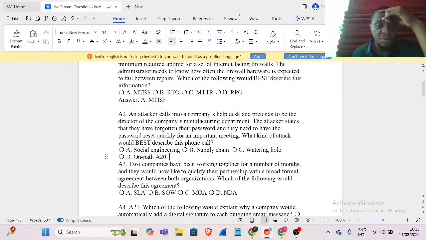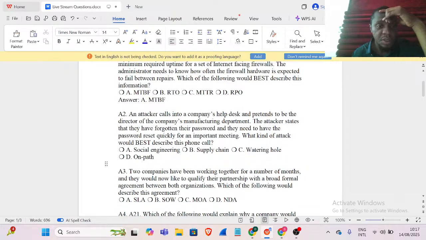So let's look at the options. Social engineering. Supply chain means vendor. The supply chain attack is through a third party vendor, so this cannot be it. Watering hole is a popular website or popular page that customers visit. On-path is like a man in the middle attack whereby somebody sits between the connection between the user and the server. So that's not an on-path attack.